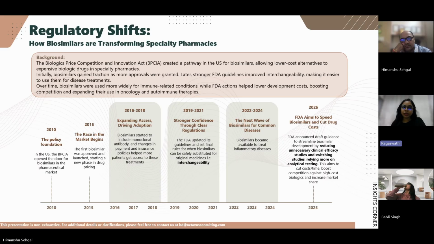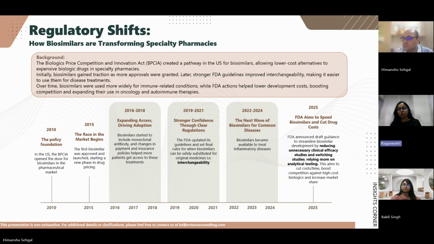So after this act was enacted, the first biosimilar that came into the US market was in 2015. It was Zarxio, a biosimilar by Sandoz, actually, and following it, multiple biosimilars came in around the years. The first expanding access phase was seen around 2016 to 2018, where we could see multiple mAb approvals for biosimilars. So more patients were getting access to biologic treatment through these biosimilars.